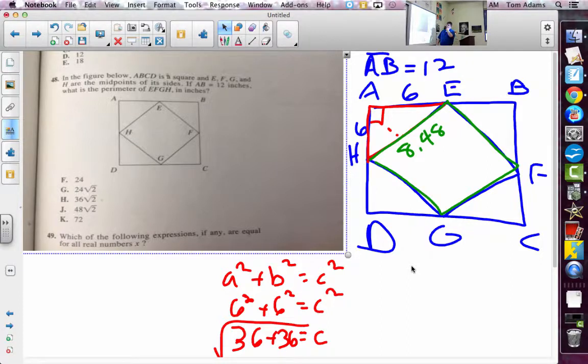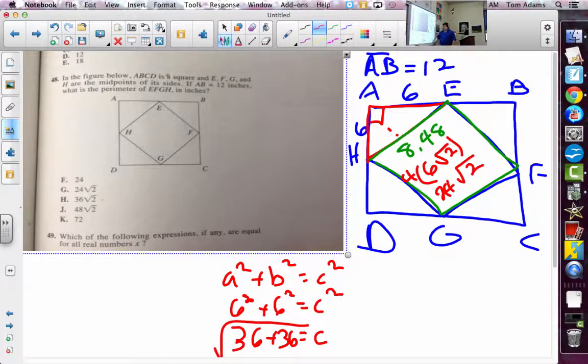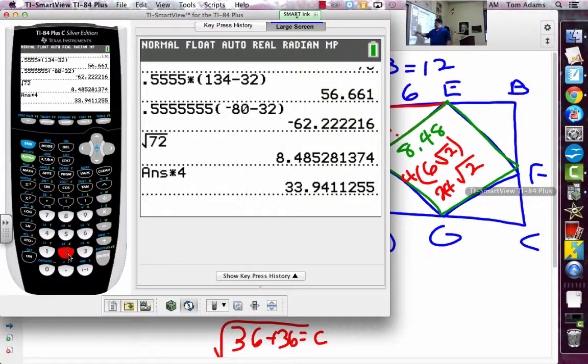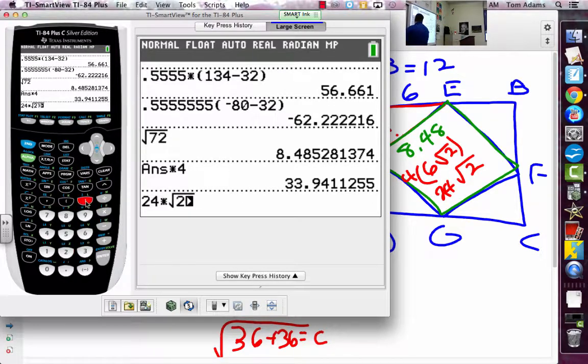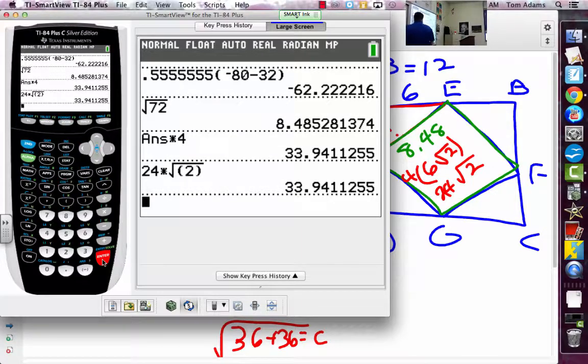Now, 33.94 is what? What I said is that if we use our trig stuff, this is actually 6 times the square root of 2. So now if I multiply this by 4, what do I get? 24 times the square root of 2. If I plug that in my calculator, 24 times the square root of 2 equals 33.94.